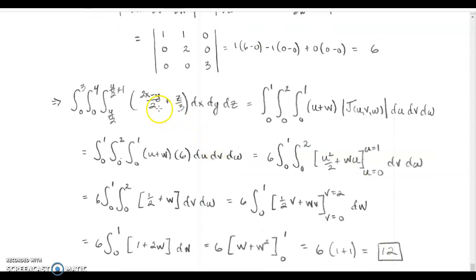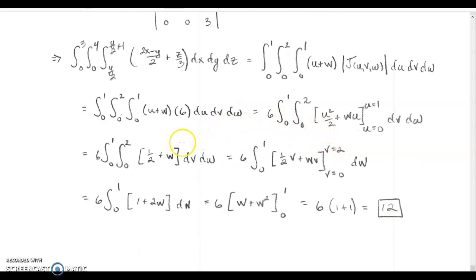Then when I make my substitutions, I go du, dv, dw, with w going from 0 to 1, v going from 0 to 2, and u going from 0 to 1. The Jacobian is 6, and the absolute value of 6 is still 6. I have very simple integrations, and I would just let you carry those out. It's a nice substitution with simple integrations, and you can see that the answer is 12, which is what we got when we directly integrated it.